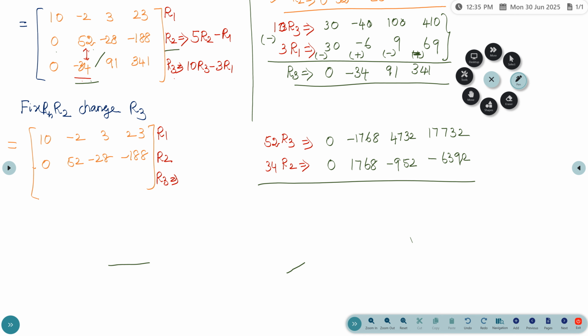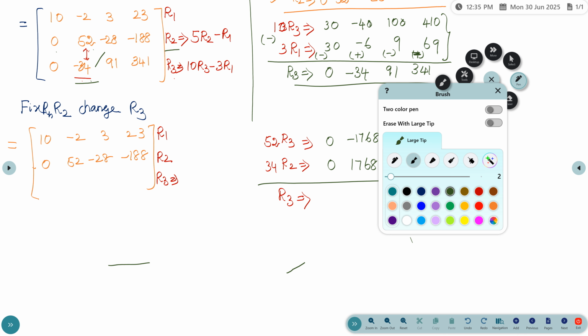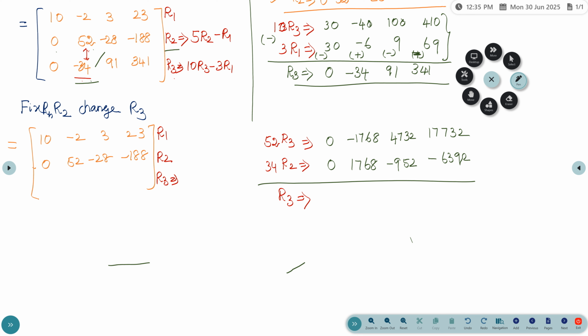Now what is your answer for R3? We get the answer directly by addition. So 0 plus 0 is 0, minus 1768 plus 1768 is 0, 4732 minus 952 is 3780, and 17732 minus 6392 is 11340. So now this is the answer for R3.